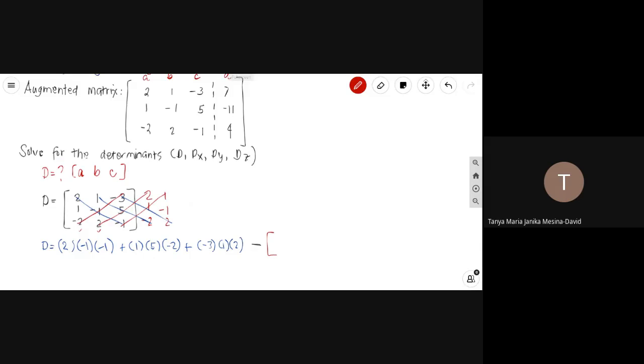So let's multiply the first one. We have negative 2 times negative 1 times negative 3. Again, I add the product of the numbers in the second diagonal, 2 times 5 times 2. And then add the product of the third diagonal, negative 1 times 1 times 1. Then I'll close it using the bracket.